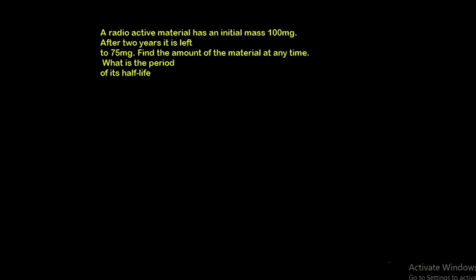So with this question, they say a radioactive material has an initial mass of 100 milligrams. After 2 years, it's left with 75 milligrams. Find the amount of material at any time. What is the period of its half-life?